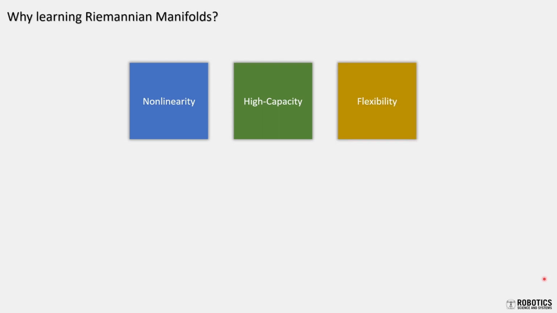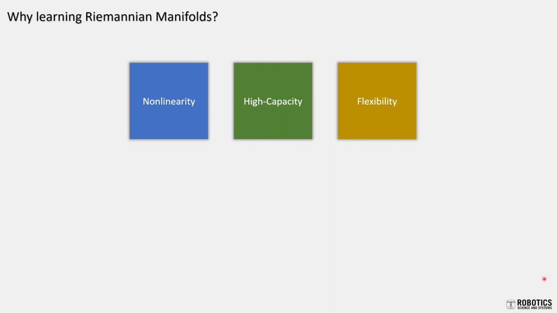But why Riemannian geometry? The main reasons are that they are very powerful tools for modeling the nonlinearity of the data. They have a high capacity to learn and reconstruct the relevant patterns in the robot motion data. And finally, the flexibility of the formulation gives freedom for considering changes in the environment, like obstacle avoidance, on the fly.